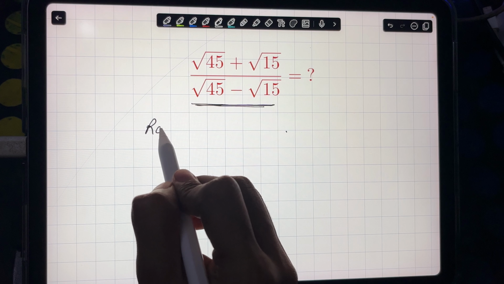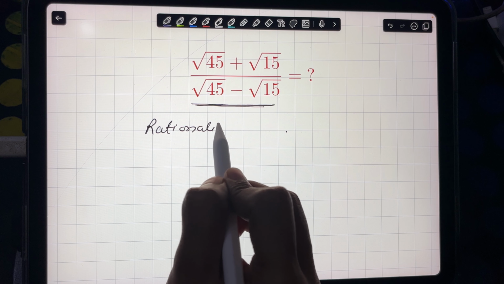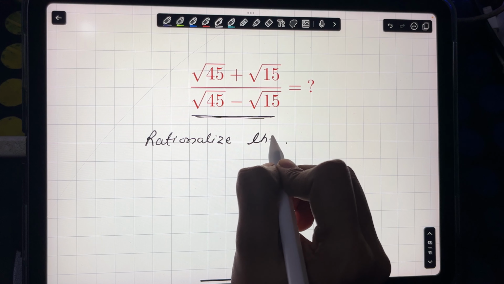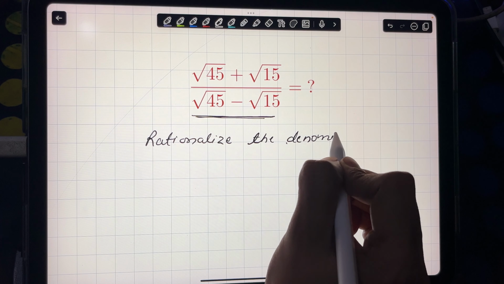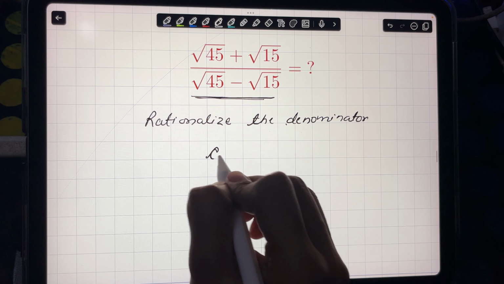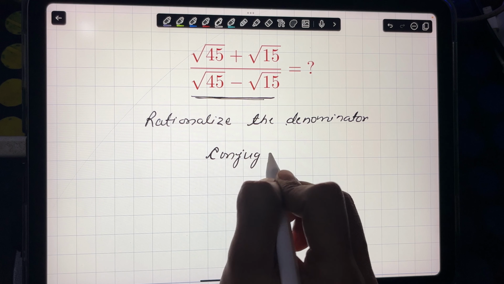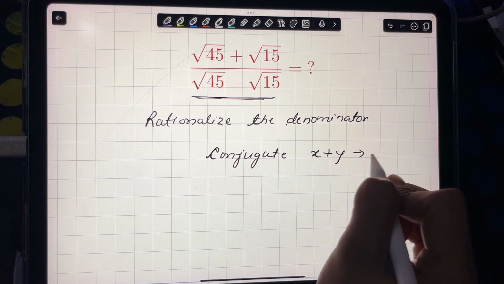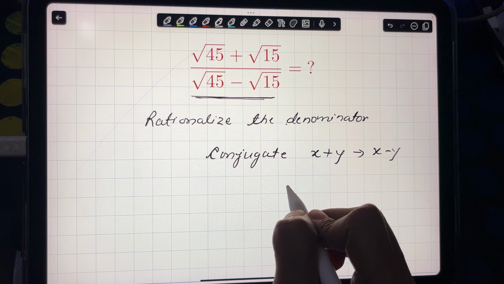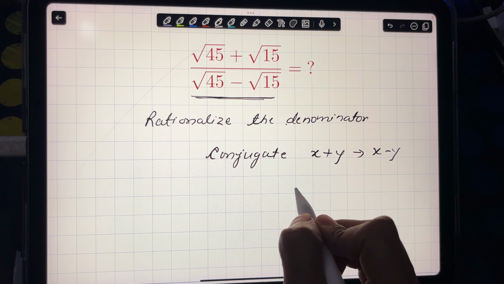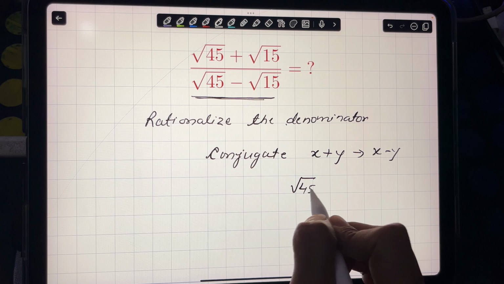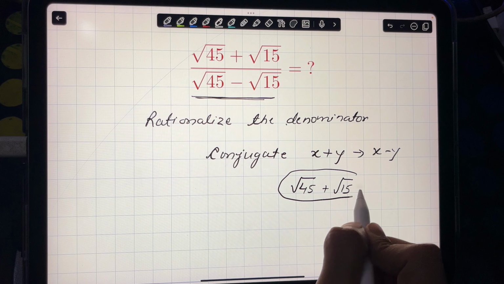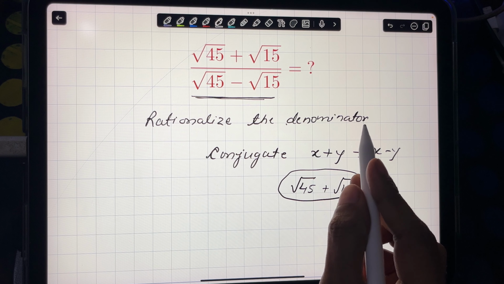To rationalize it, we multiply and divide by the conjugate of the denominator. So the conjugate of x plus y is x minus y. Therefore, the conjugate of square root of 45 minus square root of 15 will be square root of 45 plus square root of 15. Or we can simplify it and then follow the rationalization of the denominator.